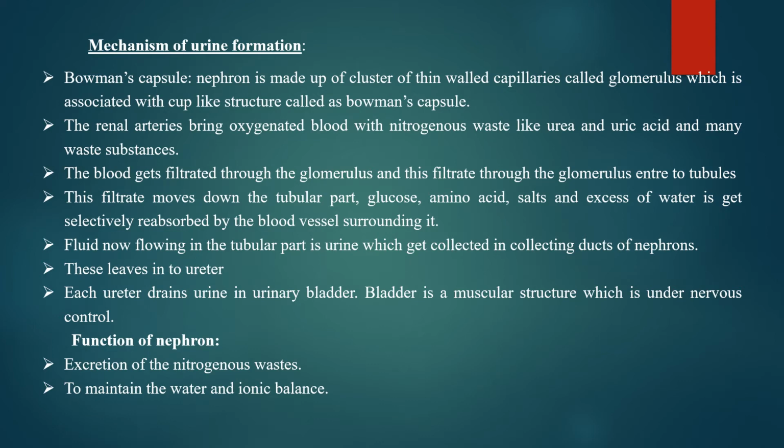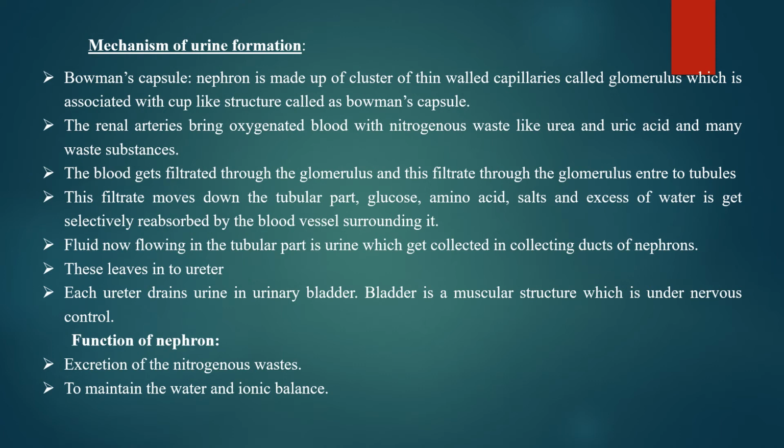Now we will study the mechanism of urine formation, that means how the urine is formed. First, in the Bowman capsule, the nephron is made up of a cluster of thin-walled capillaries called the glomerulus, which is associated with a cup-like structure called the Bowman capsule. The renal arteries bring oxygenated blood with nitrogenous waste like urea and uric acid and many other waste substances. Then the blood gets filtered through the glomerulus and the filtrate enters the tubules.